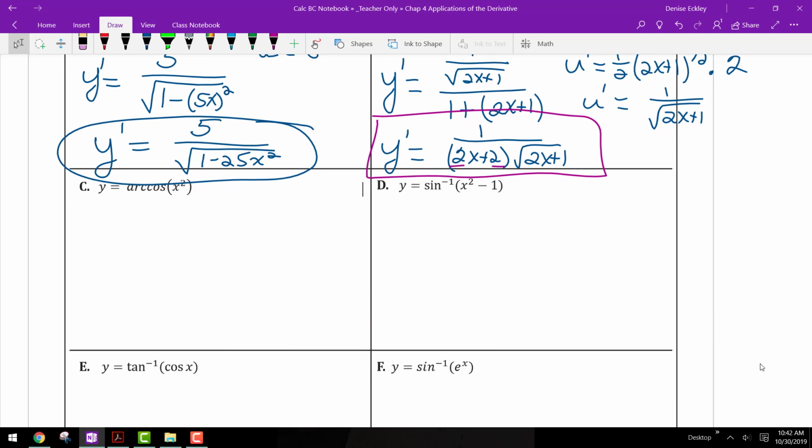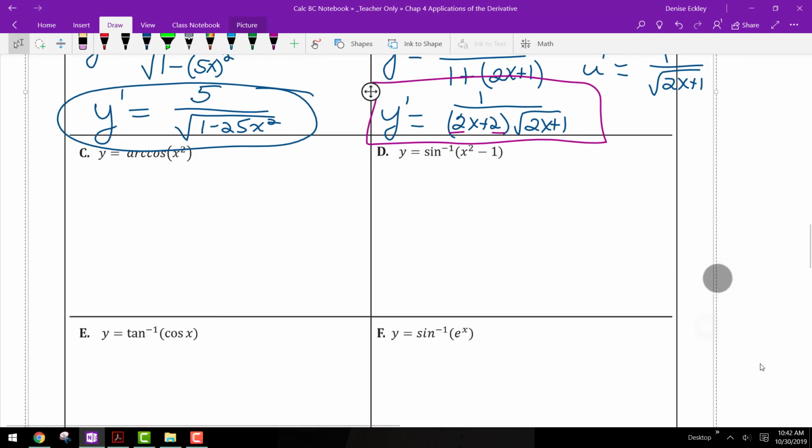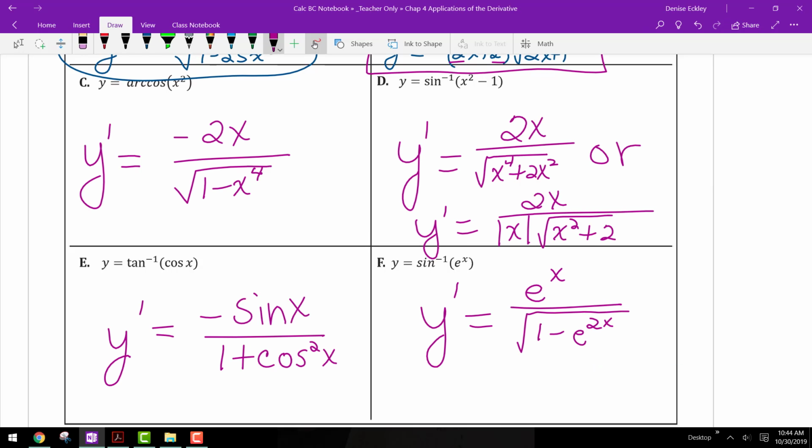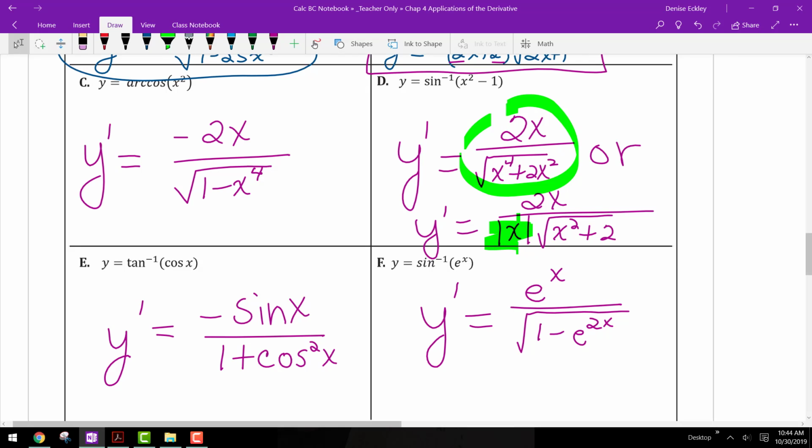Okay, so you guys try the next 4, and I will put the answers here, and if you have any questions, we can go over them in class. Okay, so here are the answers to C through F, and as always, if you didn't get these answers, you can ask in class, and we can do them in class together. I want to point out here that in letter D, this answer would be acceptable, but if you want to simplify it, you could factor out that absolute value of x, since you have an x squared in each term of the square root. But leaving it in the one that's circled is perfectly fine for the AP test.